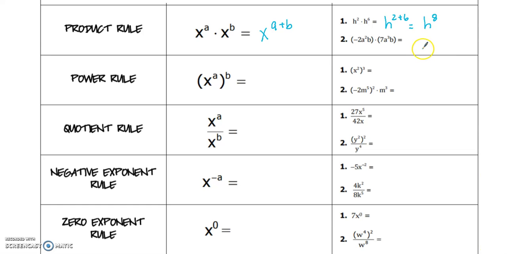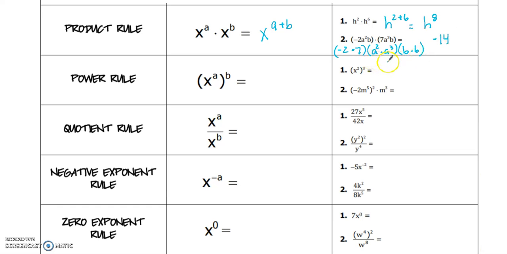Down here I have a few more different bases, so I'm going to rearrange them and put my like bases together. So I have my coefficients, I have my a's, and then I have my b's. Okay, so my coefficients, I am just multiplying because they're not exponents, they're coefficients. So a negative 2 times 7 is going to give me a negative 14.